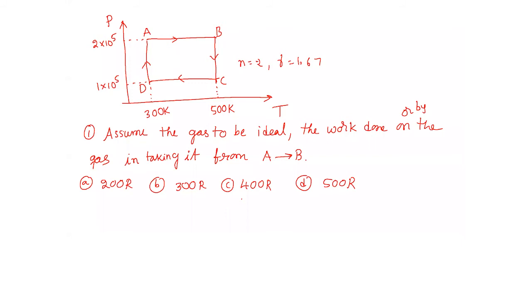It is not a PV diagram. So to calculate the work done directly by area, it is not possible, because it is a PT diagram. In a PT diagram, how to find work done in A to B? If you remember, work done in isobaric process. Who remembers the formula?